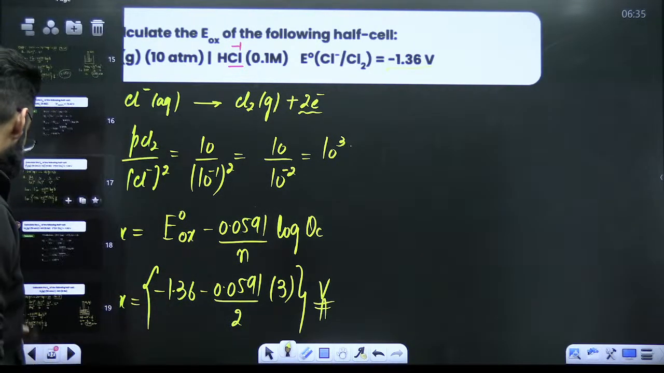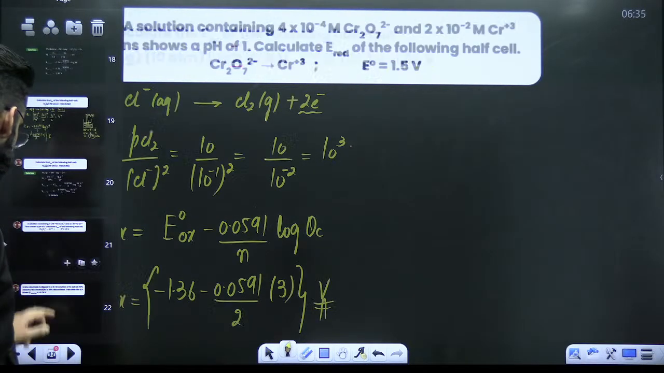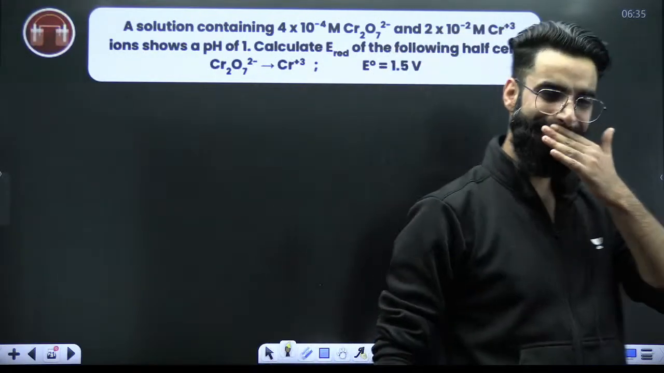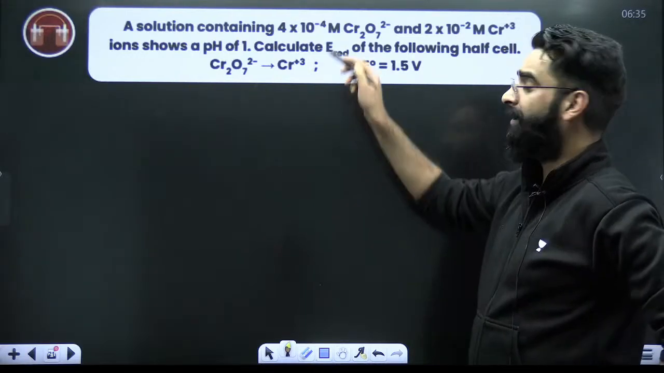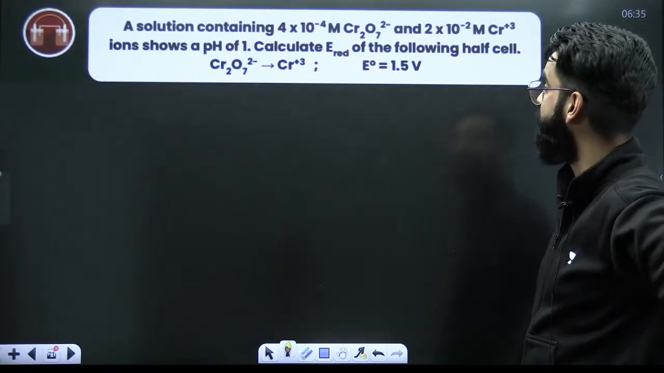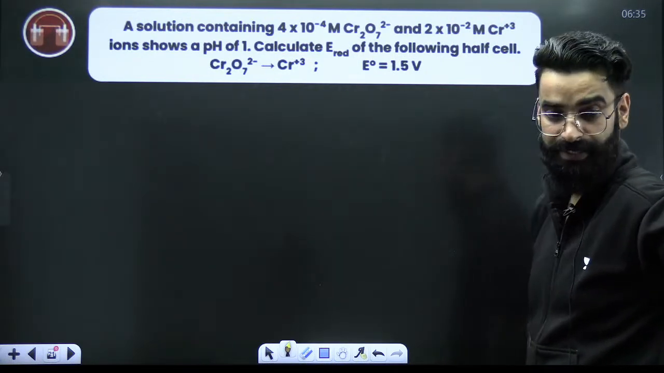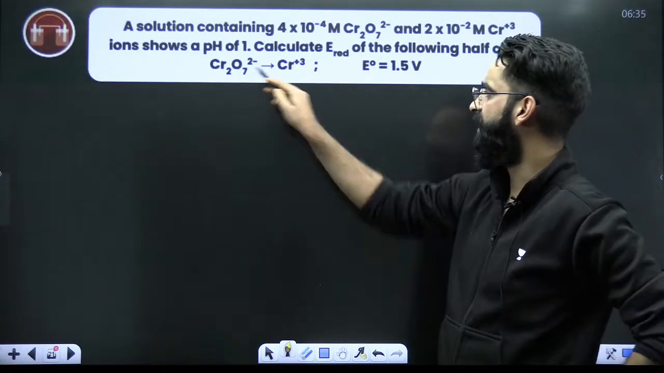All right, let's try to solve one more question. Look at this particular question. See what the question says. A solution containing 4 into 10 raised power -4 molar Cr2O7 dinegative and 2 into 10 raised power -2 molar Cr tripositive ions shows a pH of 1. Calculate the reduction potential of this half cell.